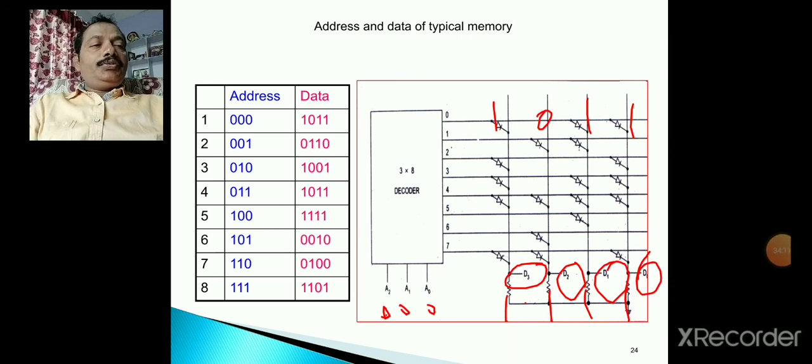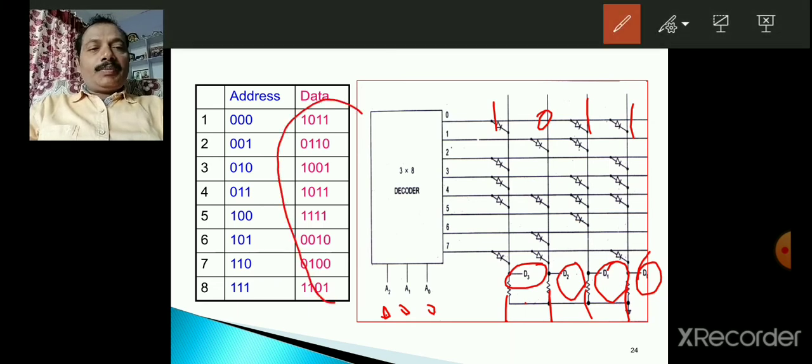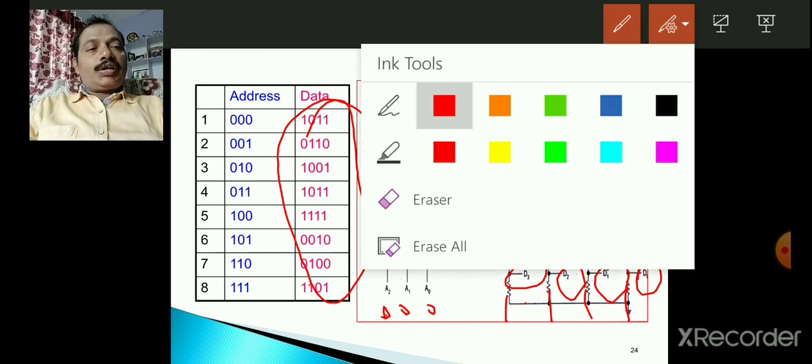One important point you have to remember is that the manufacturer will store this data. The data is already provided to the manufacturer. Based upon this data, the manufacturer decides whether to place the diode or not. So this is how the ROM is constructed with the help of diodes. Not only diodes, sometimes transistors can be used instead of diodes.